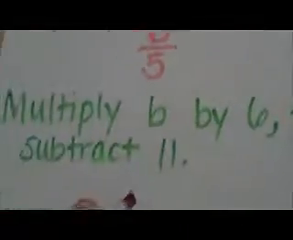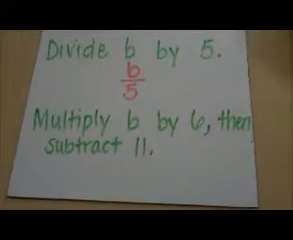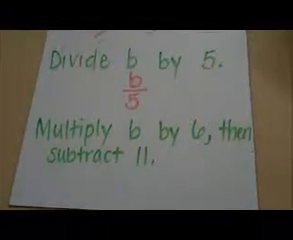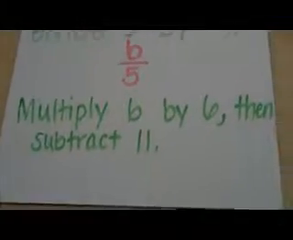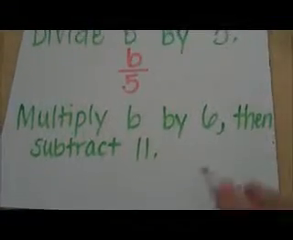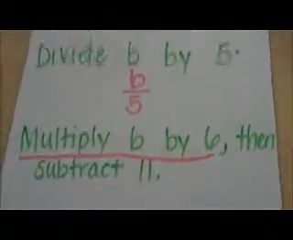Okay, look at this last one. They're kind of combining all the addition, subtraction, and multiplication and division. This one says multiply b by 6, then subtract 11. So we're going to start with this first bit of information that says multiply b by 6.